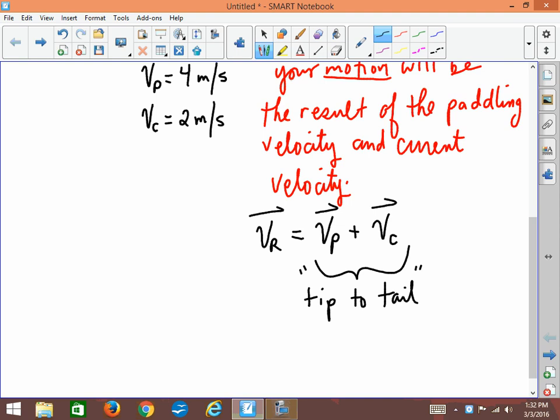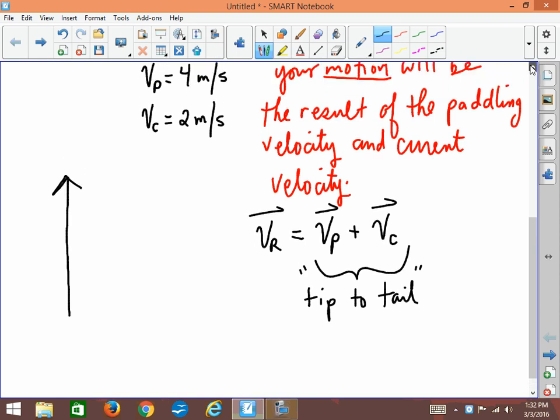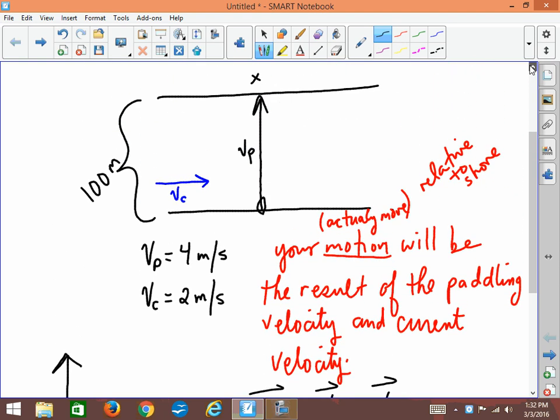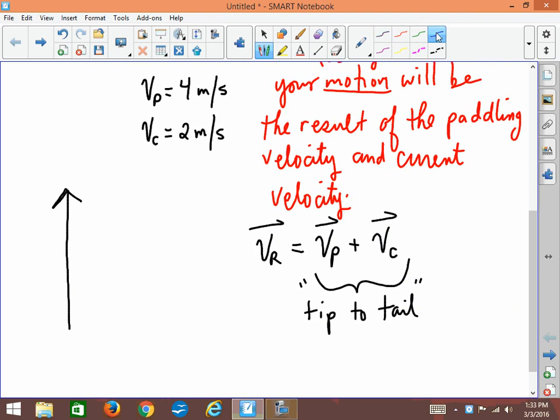So we can't just add 4 and 2, we have to draw an actual triangle, which I'll draw over here on the side. So we had a paddling velocity which was going straight across the river, and then if we go back and look at the velocity of the current, this blue arrow, I want to pick that up and bring it over so that it's tip to tail with the paddle velocity. So current velocity. And then the black one is the paddling velocity.